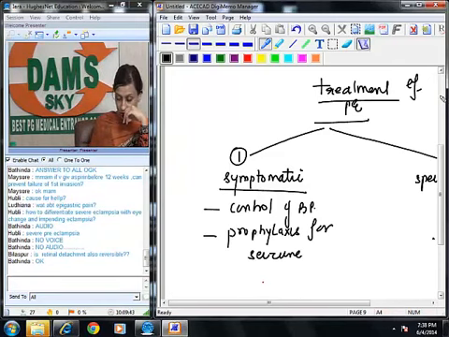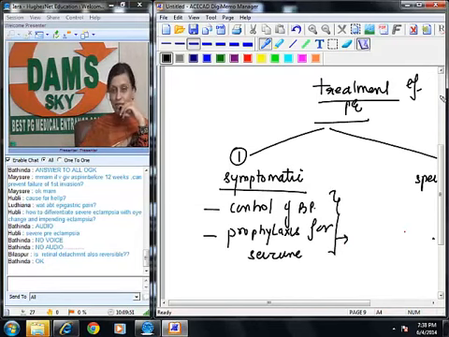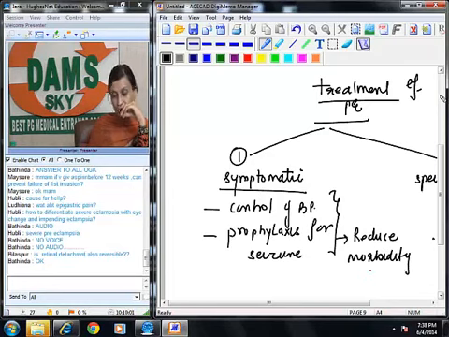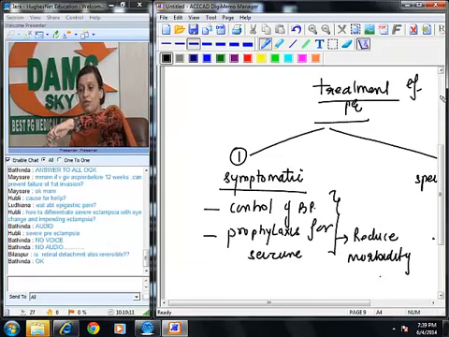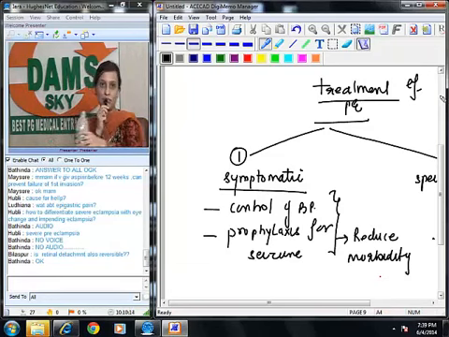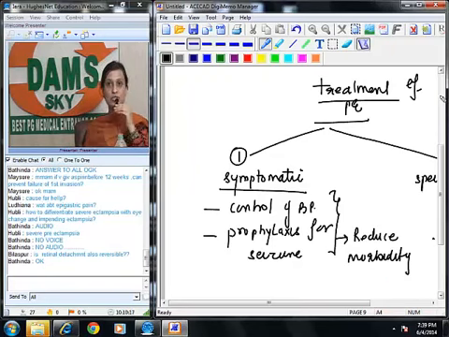I'll go to specific management later. We'll first take up symptomatic management. The reason we want to give symptomatic management is to reduce the morbidity of the mother. Why? Because if we don't control the blood pressure, what will happen? She may develop cerebrovascular accidents, cerebral hemorrhages, and further end organ damages. So we want to control the blood pressure of the mother in order to reduce her morbidity.